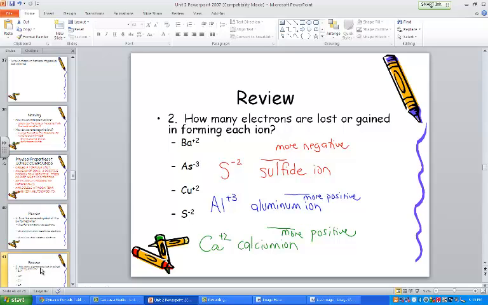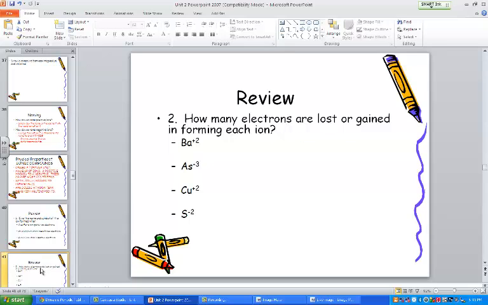How many electrons were lost or gained in the following example? All we need to do is look at the charges. A +2 charge means it lost electrons. The name of this would be called the barium ion.